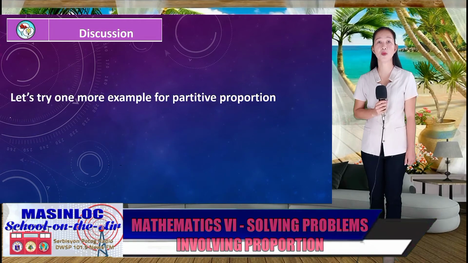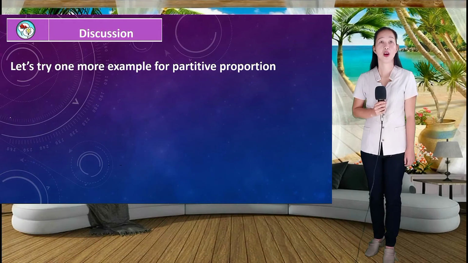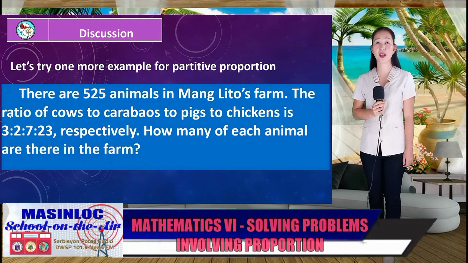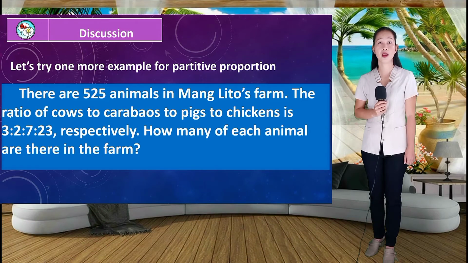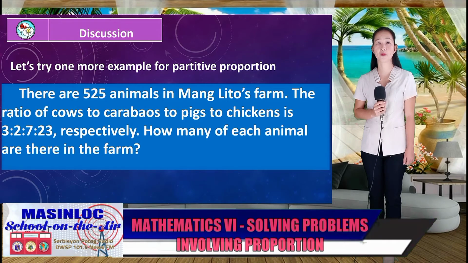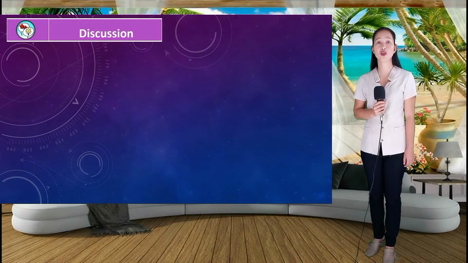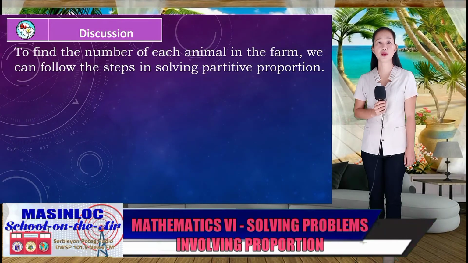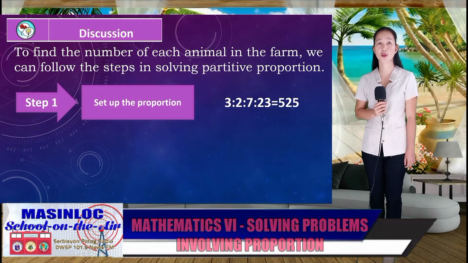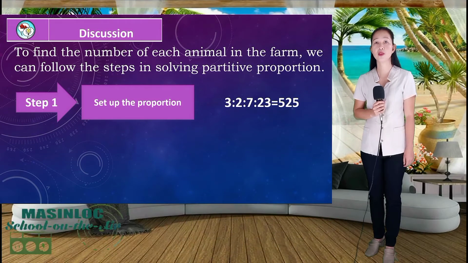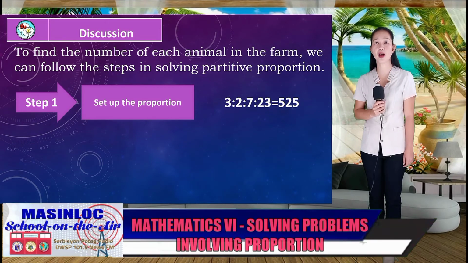Now let's try more examples for partitive proportion. There are 525 animals in Manglito's farm. The ratio of cows to carabao to pigs to chicken is 3:2:7:23 respectively. How many of each animal are there in the farm? To find the number of each animal in the farm, we can follow the steps in solving partitive proportion. Step 1. Set up a proportion. 3:2:7:23 equals 525.